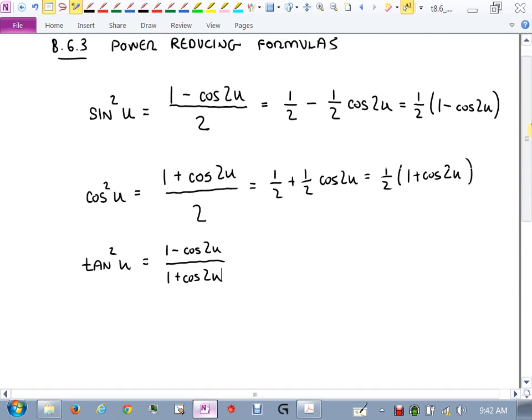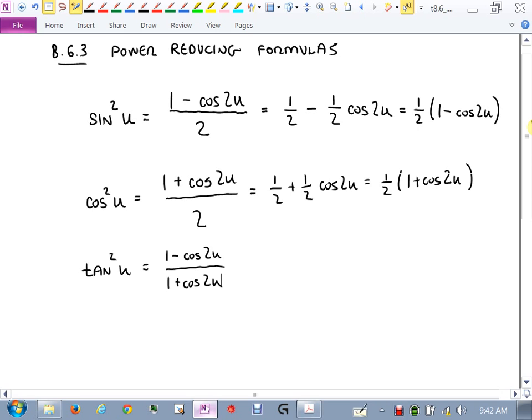My brain doesn't like to memorize things, all right? Which is why I'm okay with formula sheets.